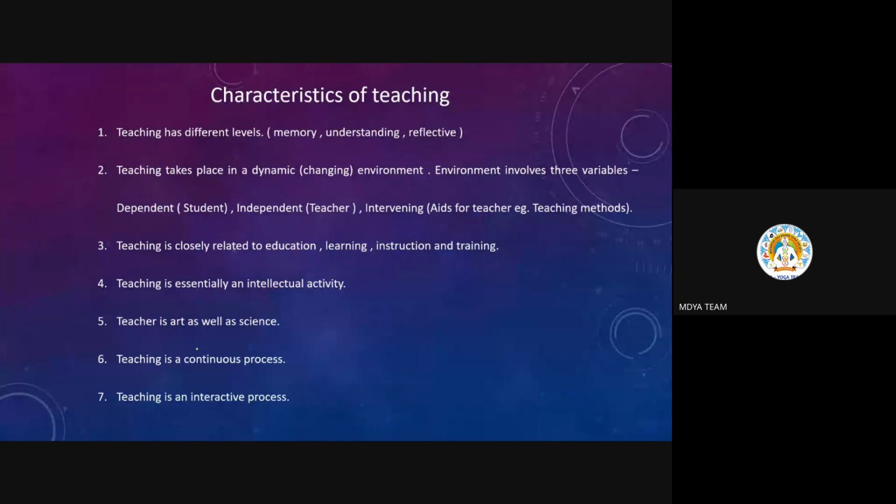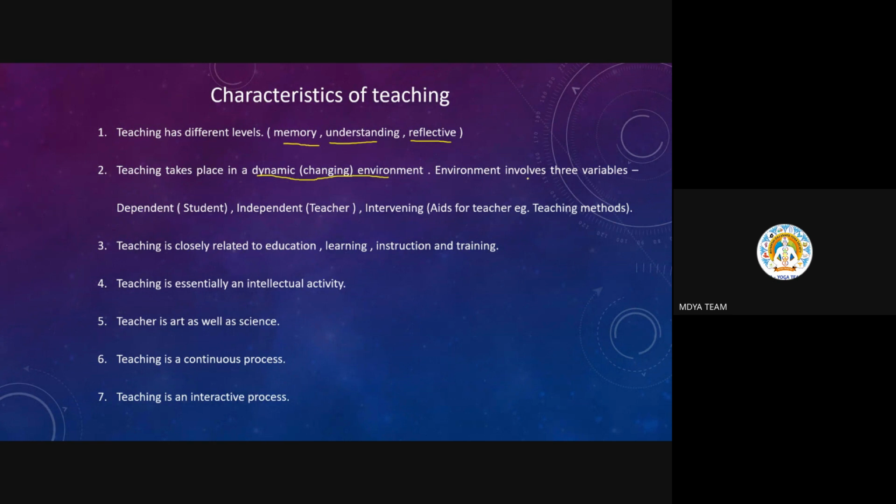Teaching has different levels: memory level, understanding level, and reflective level. So there are three levels of teaching. Remember that: memory, understanding, and reflective. Teaching takes place in a dynamic environment. The environment in which the teaching is happening is always dynamic, always changing.